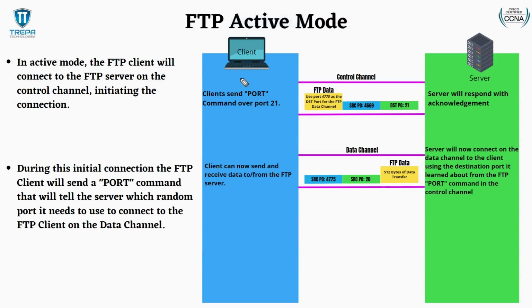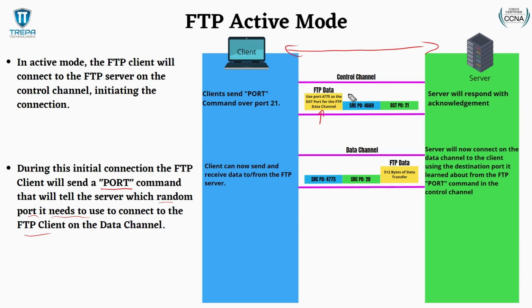So the client is initially going to connect to the FTP server, and it's going to send what we call a port command. This port command is part of that FTP protocol, and it's going to tell the server which random port it's going to need to use to connect back to the FTP client on the data channel. So let's go over this. Essentially what we have here is this client wants to make an FTP connection to this server.